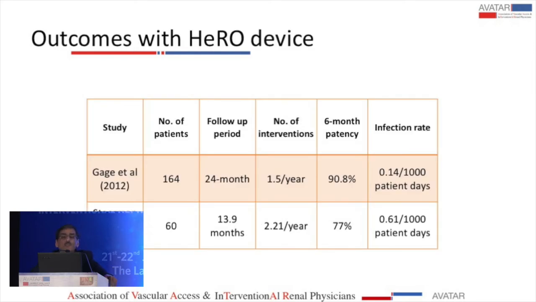Since then, there have been two relatively larger studies. The first one in 2012 with 164 patients, then the second one in 2013 with 60 patients, with a follow-up around 24 months. And again, as you can see, the number of interventions is fairly high, very similar to what you would expect in a graft: 1.5 procedures per patient per year, roughly 2 procedures per patient per year. Six-month patency is reasonable with multiple interventions, and the infection rates are relatively low, as you would see with an AV graft, much lower than what you normally would see with a central venous catheter.